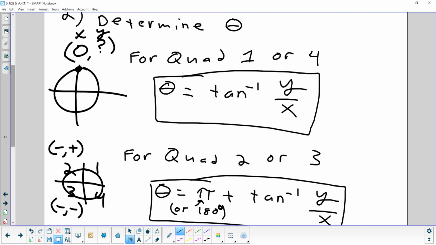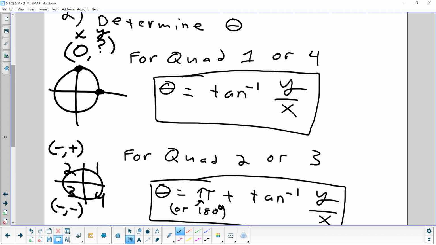Yeah? Why? You can't ever divide by 0. So these formulas work exactly when I told you they work. They work in a quadrant, not on an axis. Okay. If you're on an axis, that's a special case. You just have to memorize the 4 answers you could get.